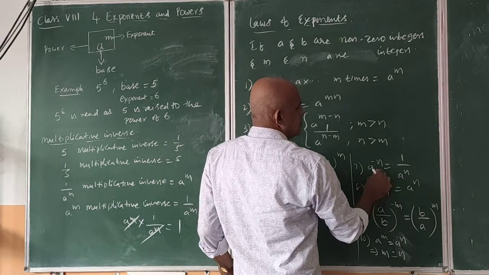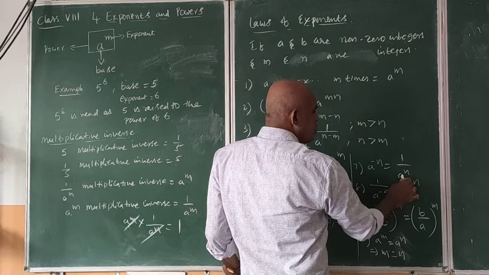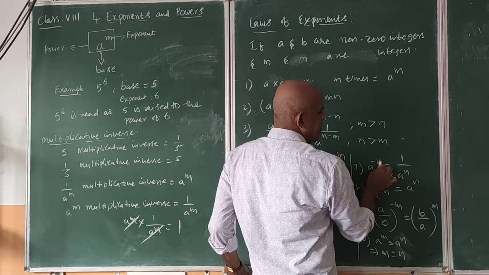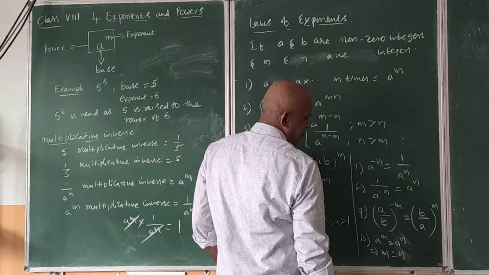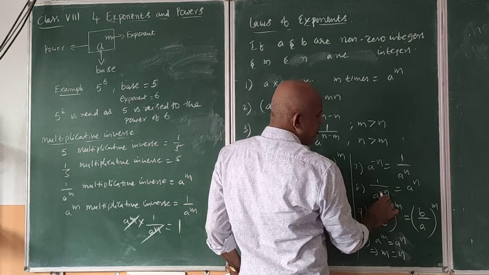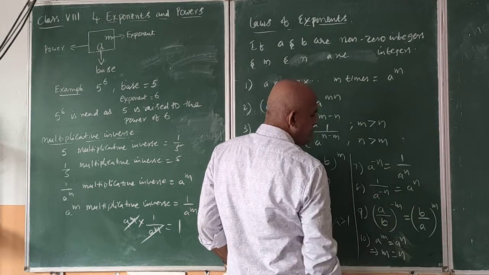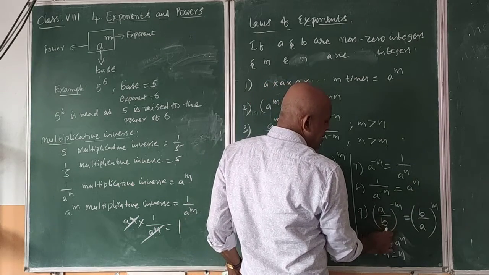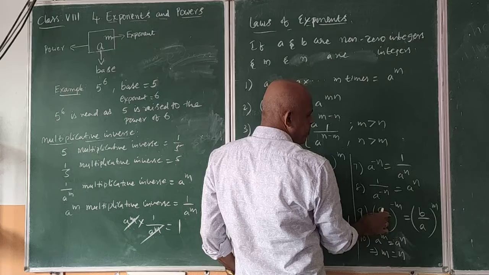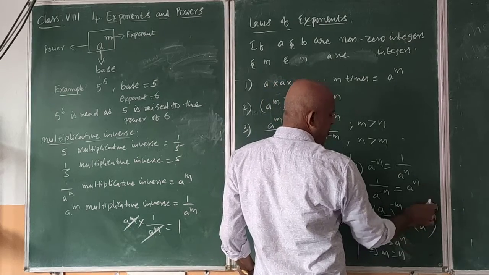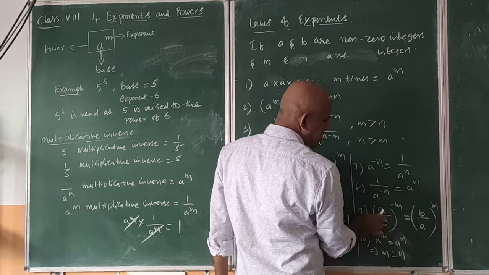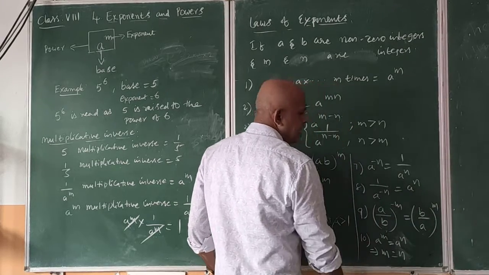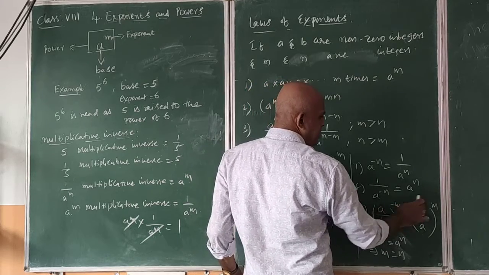Next, last, a power minus n is equal to 1 by a power n. Minus n becomes plus n when it goes to the denominator. So 1 by a power minus n is equal to a to the power of n. Minus n becomes positive when it comes to the numerator. a by b whole power minus n can be written as b by a whole power n. Negative becomes positive and it becomes the reciprocal. a by b becomes b by a, minus n becomes plus n. You have to take the reciprocal, and the negative sign becomes a positive sign.